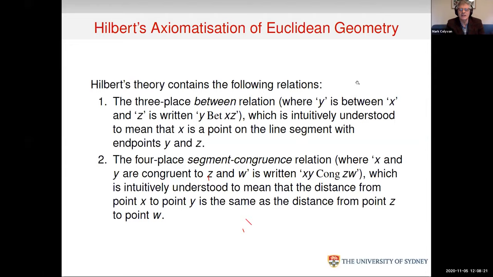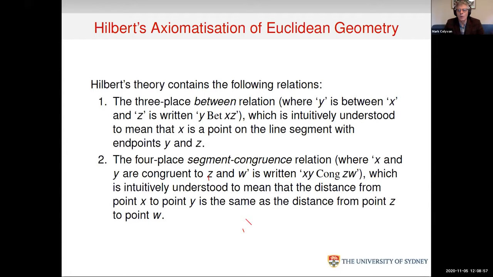So we start with Hilbert's axiomatization of Euclidean geometry. What Hilbert does here is replace the usual formulation of Euclidean geometry with a metric by looking at just relational properties between points. So we start with a three place between relation. This is a primitive relation in the theory. So where y is between x and z is written y bet xz.